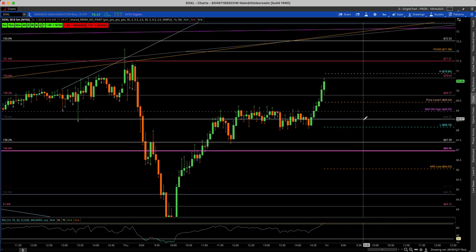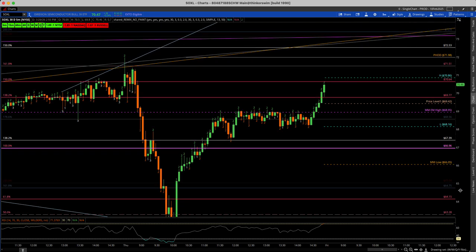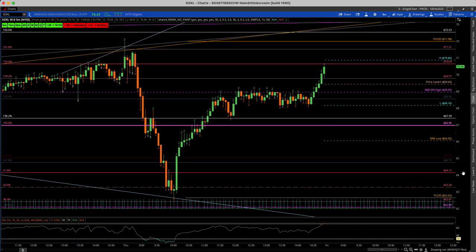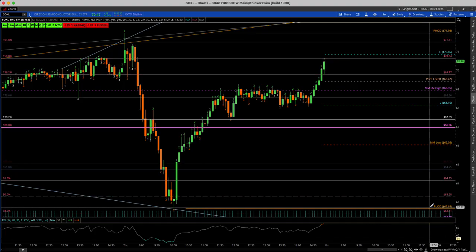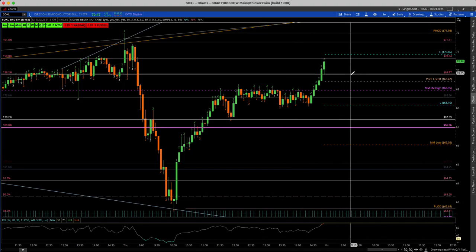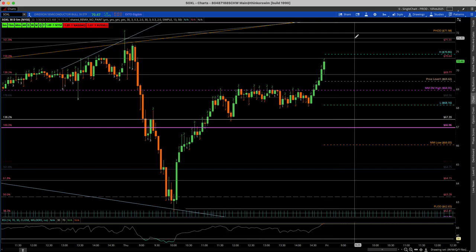And we want to look to get into puts, targeting overnight low first, and then ultimately, previous low of the day would be the final target for the move based off of the strategy of the 4-hour markers, right? So very simple. Higher lows at or above opening print, get into calls. Lower highs at or below opening print, get into puts.